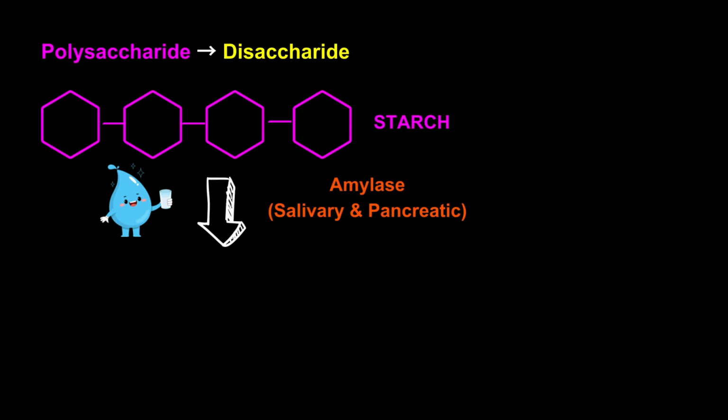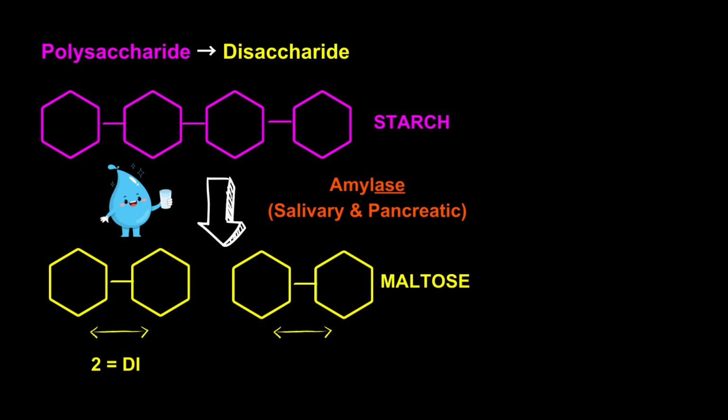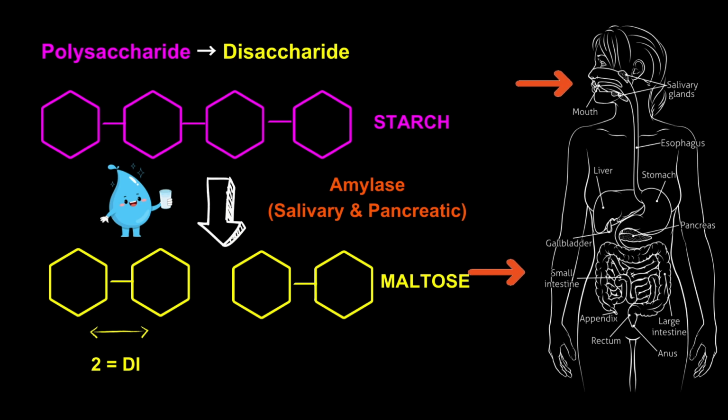carbohydrates are broken down. Polysaccharides are many monosaccharides, those hexagon shapes, joined by glycosidic bonds. If you take the example of starch, this is broken down into its disaccharide, maltose. And disaccharide just means two monosaccharides joined by a glycosidic bond. Water is involved in this reaction. It's a hydrolysis reaction, and that's why there's a water symbol there. This takes place in both the mouth with salivary amylase and in the small intestine with pancreatic amylase.